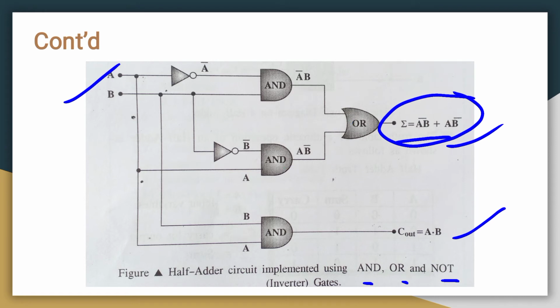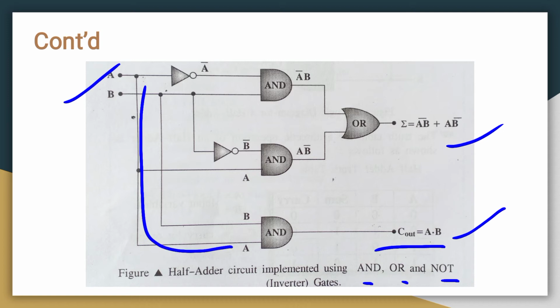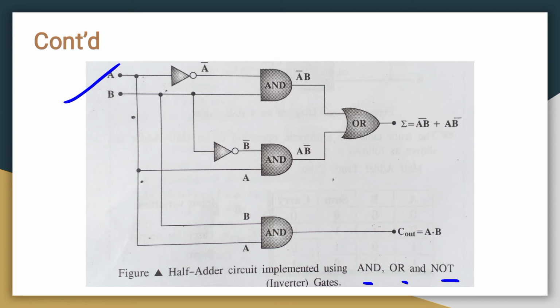So let's see the carry. It is already the direct one. Carry out is A into B, nothing but we have to give the two inputs A and B to a single AND gate, then we will get the carry. So this is the direct one. So this is about the implementation of the half adder using AND, OR and NOT.